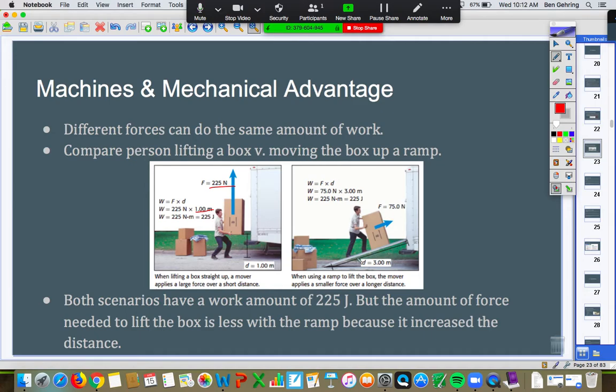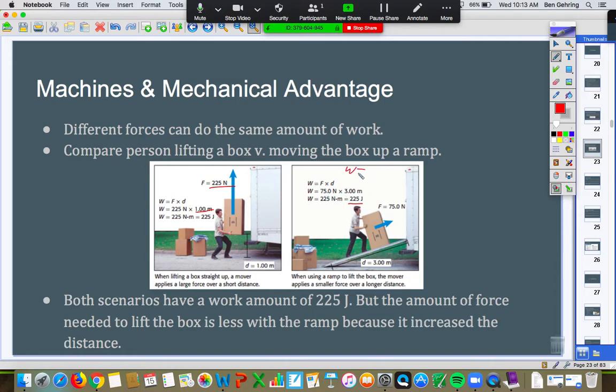Or he can raise this box up 1 meter by pushing it up a ramp. In this case, the ramp is 3 meters long. So instead, he exerts 75 newtons over 3 meters, because the 3 meter ramp changes his distance. Total work has to be 225 divided by my 3 meters, which gives a force of 75 newtons.